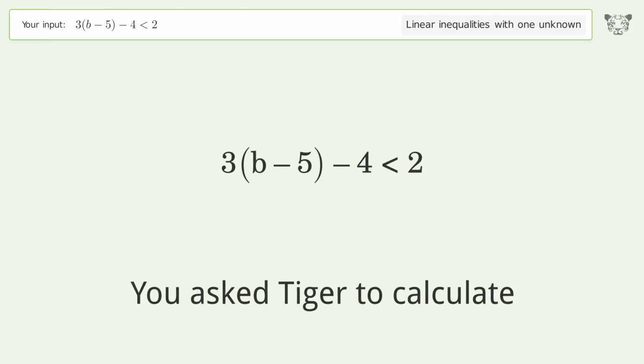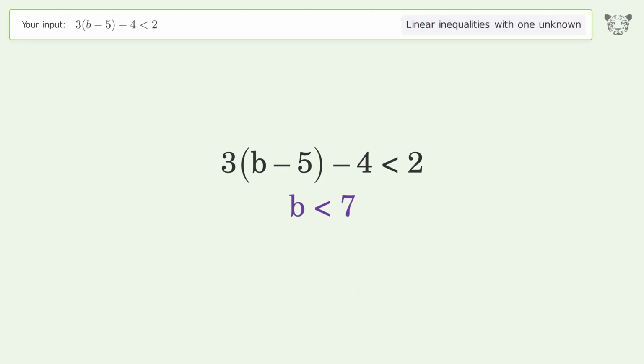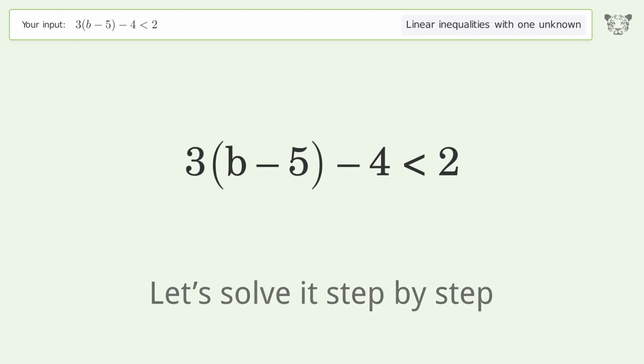You ask Tiger to calculate. This deals with linear inequalities with one unknown. The final result is b smaller than 7. Let's solve it step by step.